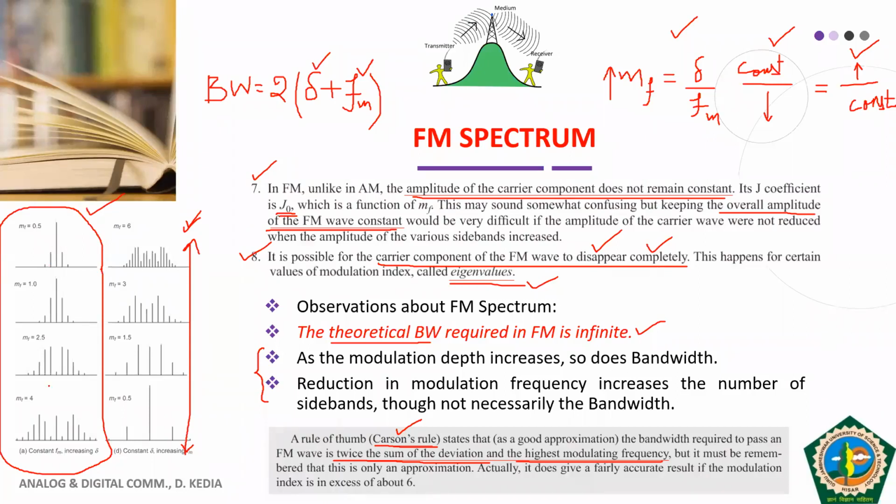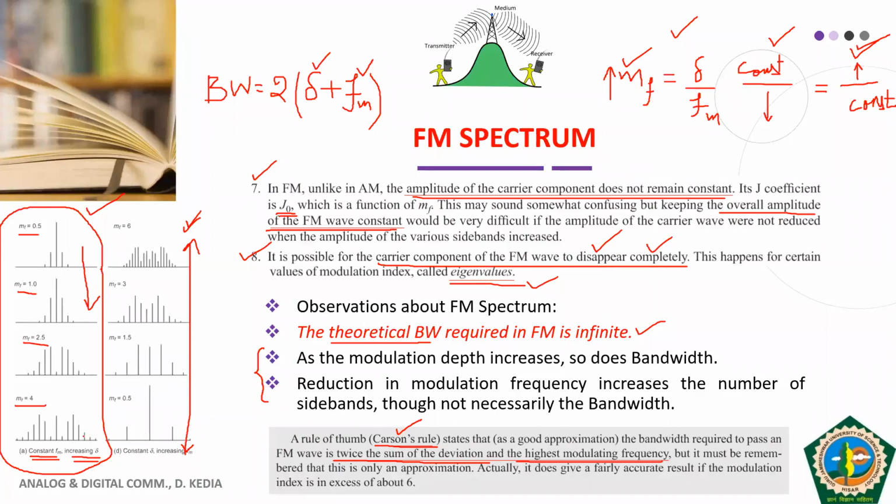Okay, so first look carefully at the A part. Here what is happening, we have constant modulating signal frequency, but delta is increasing, meaning increasing value of modulation index. As we move downwards, first we have modulation index as 0.5, then 1, then 2.5, then 4. Okay, means we are increasing deviation, and as a result your modulation index is increasing. Fine, and for a constant modulating signal frequency.